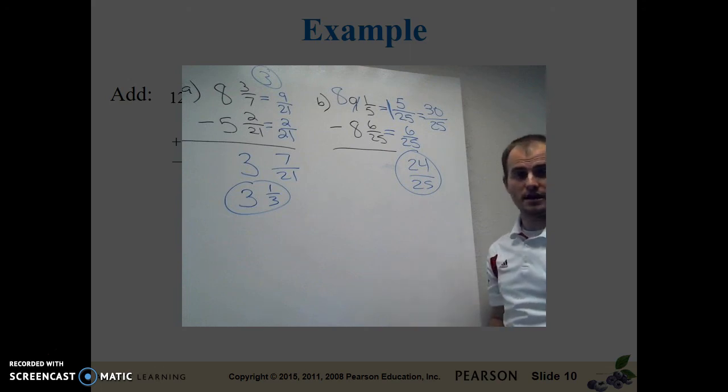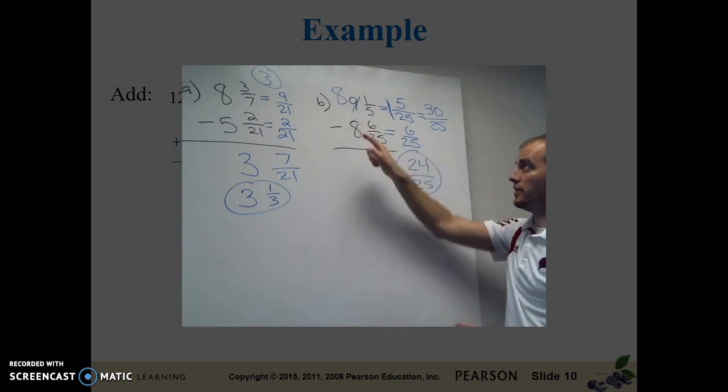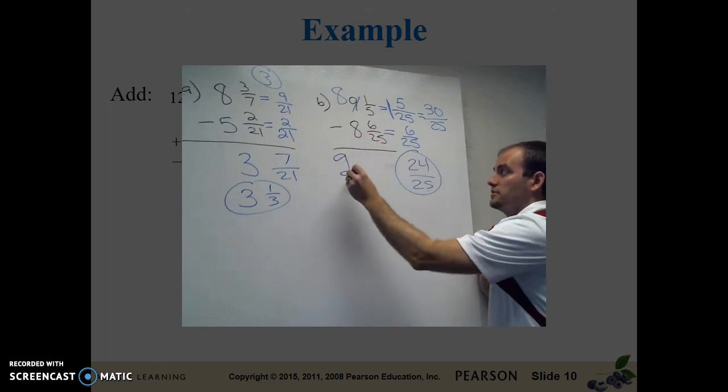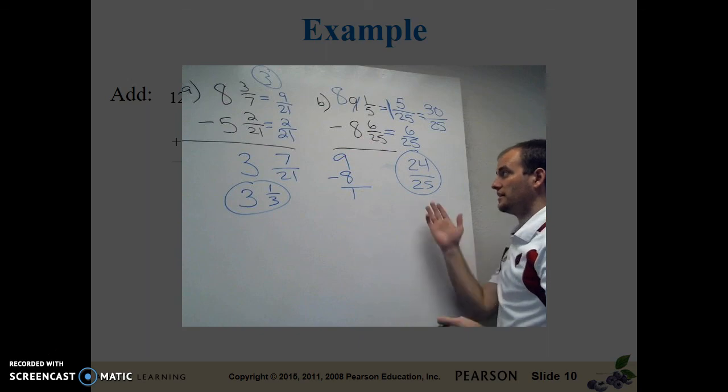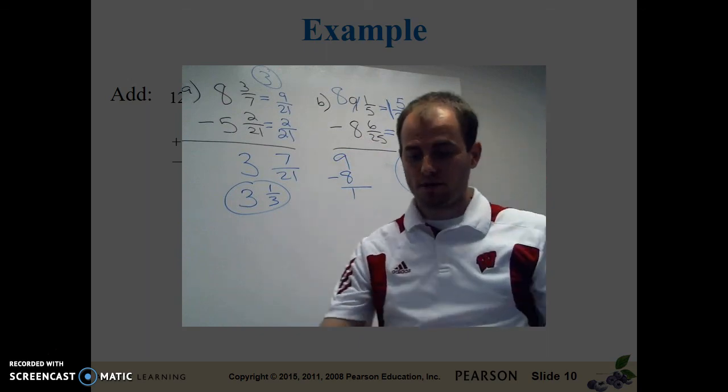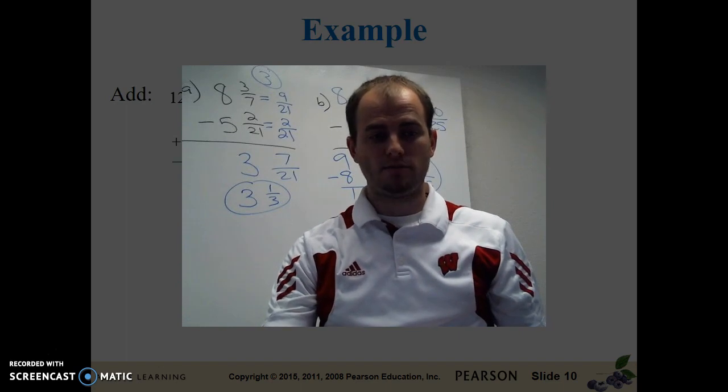We forgot to do our estimation on this one. 9 1/5 would estimate to 9. 8 6/25 would estimate to 8. So we should get an answer around 1, which is what we did. Okay, I'm going to erase the board and then do one more with you.